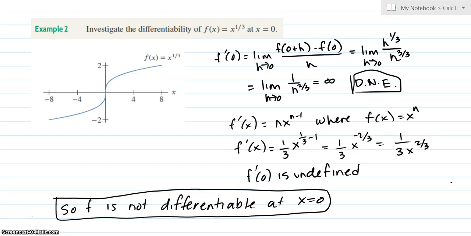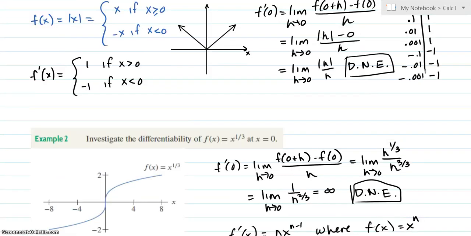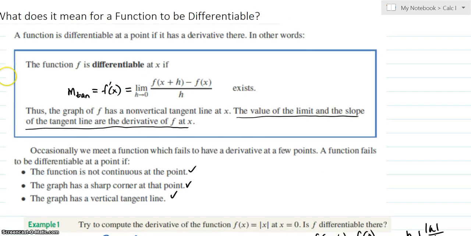So now we've done the vertical tangent. Let's go back up here and look. We did the sharp corner.